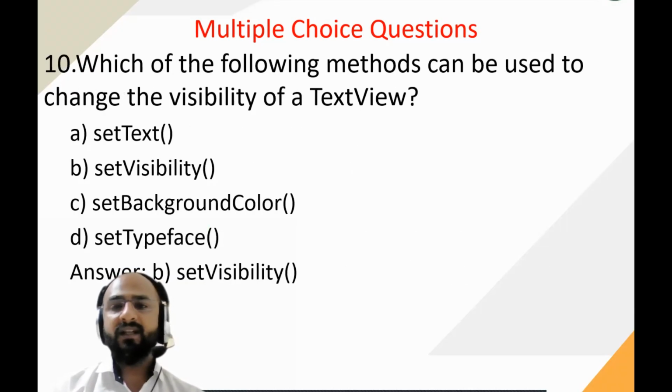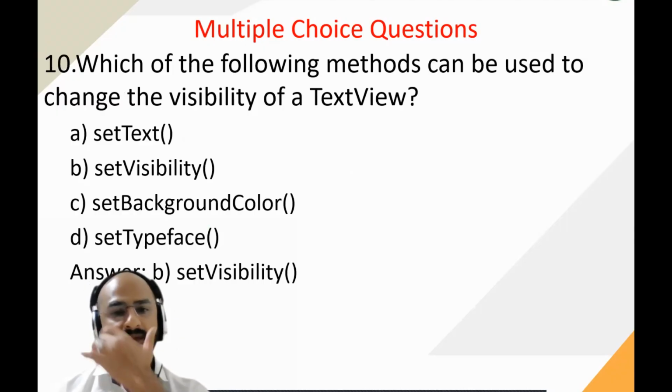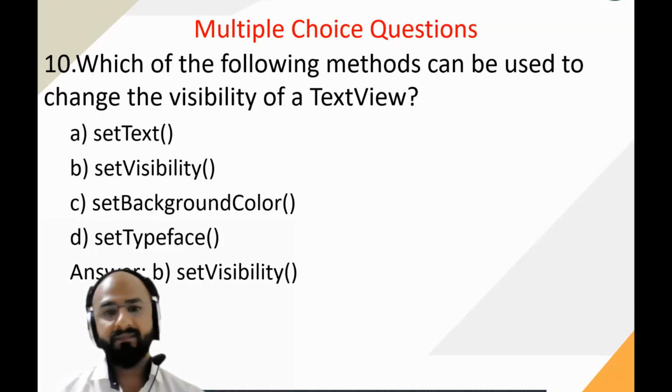Which of the following methods can be used to change the visibility of TextView? TextView की visibility आपको change करनी है तो कौन सा method रहेगा? Set text, set visibility, set background color, set typeface. So the method which is used to change the visibility of the text view is set visibility.